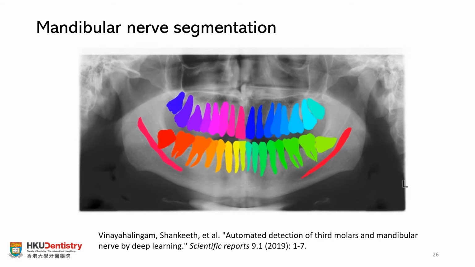Image segmentation also has lots of applications in dentistry. For example, we can develop some image segmentation model to extract the mandibular nerve. Here, for example, one paper used the panoramic images as training data, as an input of the image segmentation model, and they could develop a model that extracts the mandibular nerve from the panoramic images.